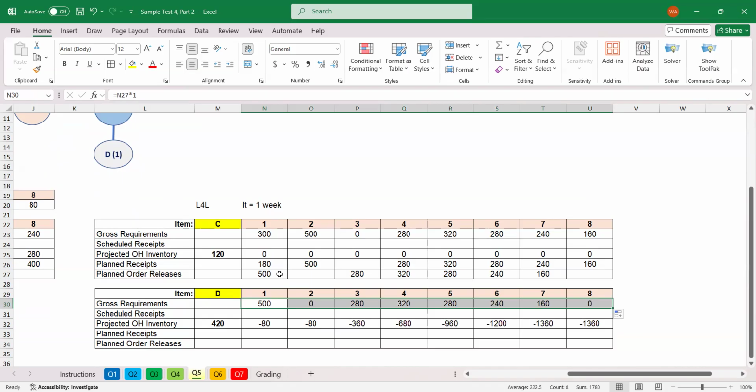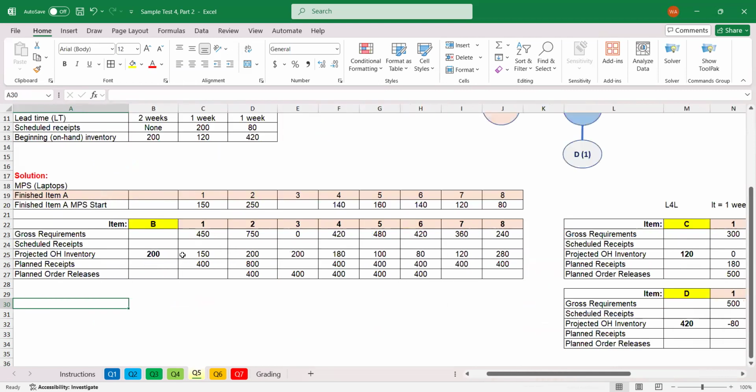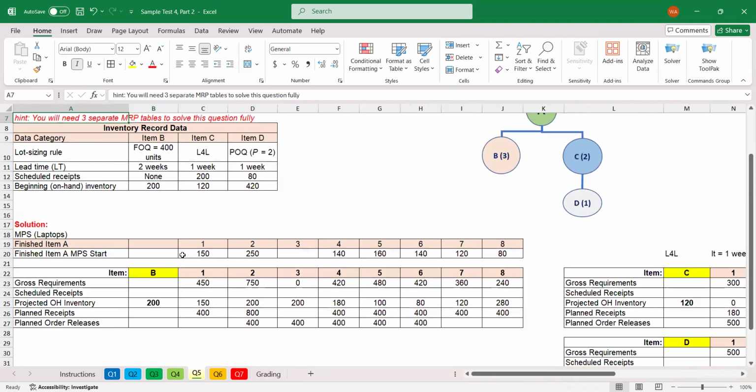Now notice that whatever values are in your planned order releases here become your gross requirements for what you have down here. Okay, and you'll be multiplying that by whatever value you see in that bubble for that specific item. All right, now let's go back to our data and figure out what lot sizing rule we have for item D.